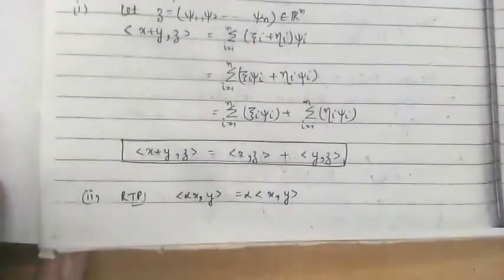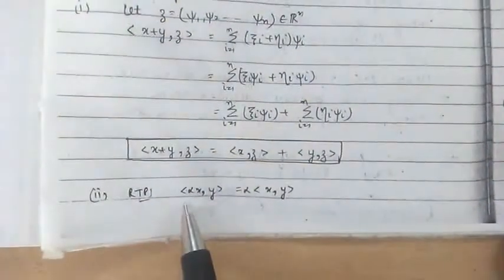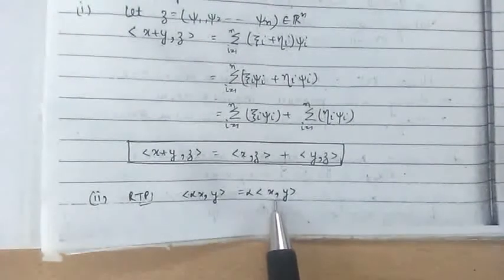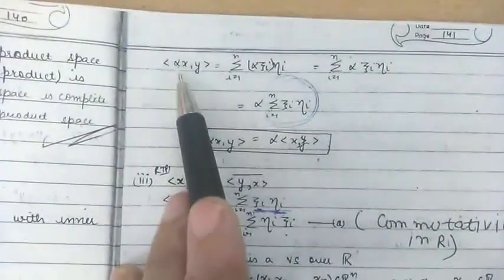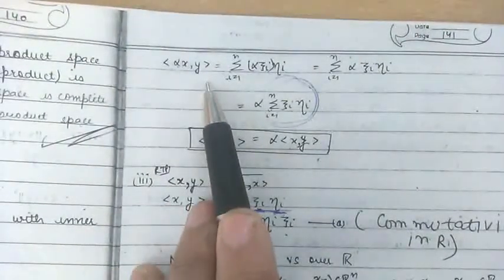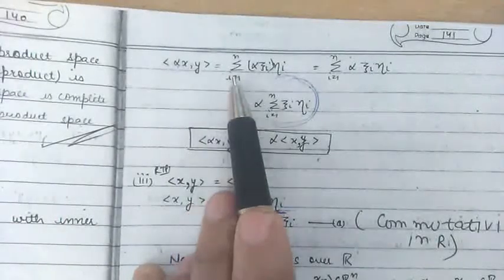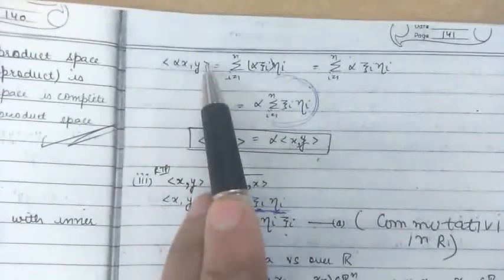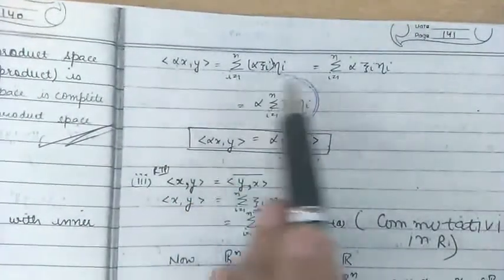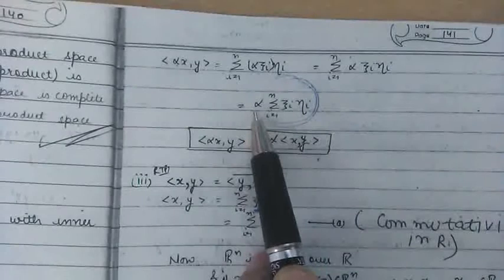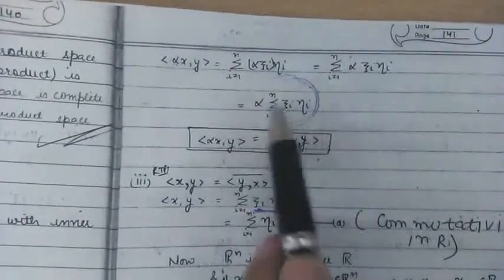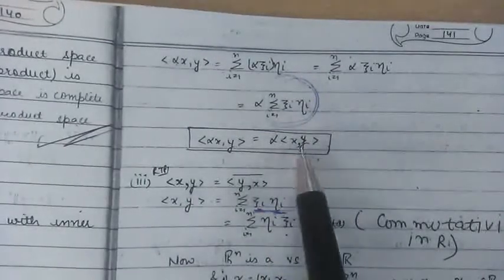Now the second property: we are to prove that the inner product of alpha x with y is equal to alpha times the inner product of x with y. So in order to prove this, let us find the inner product of alpha x with y. Again, by using the definition of inner product, it is the sum of the products of the coordinates of this vector and this vector, so that will become this. Now taking alpha out of the summation, we get alpha times summation xi i eta i. Now this is again the inner product of x with y.